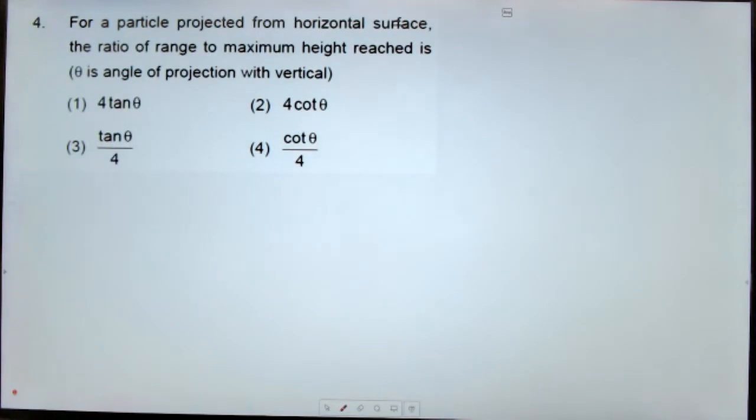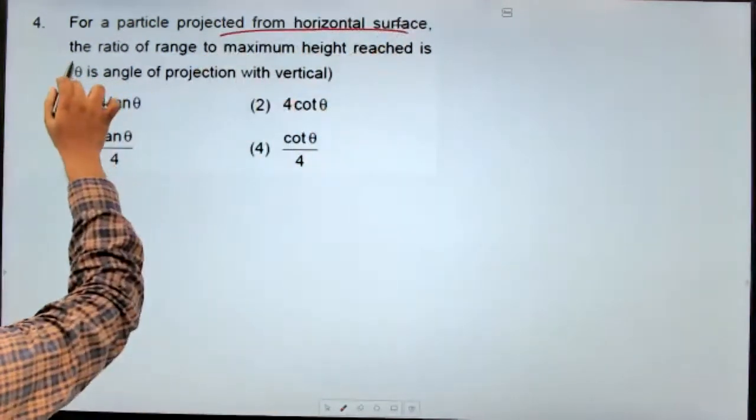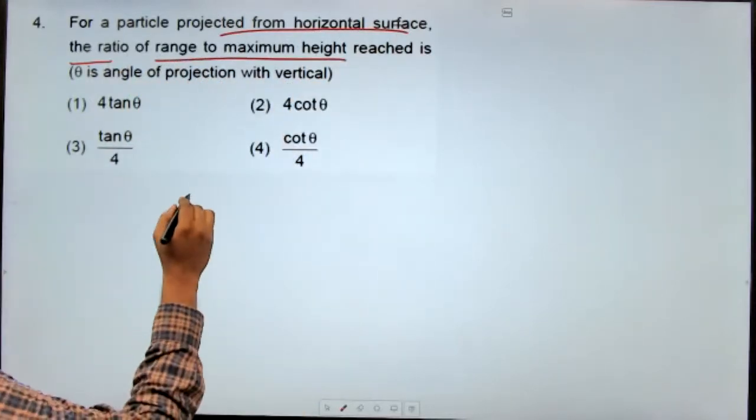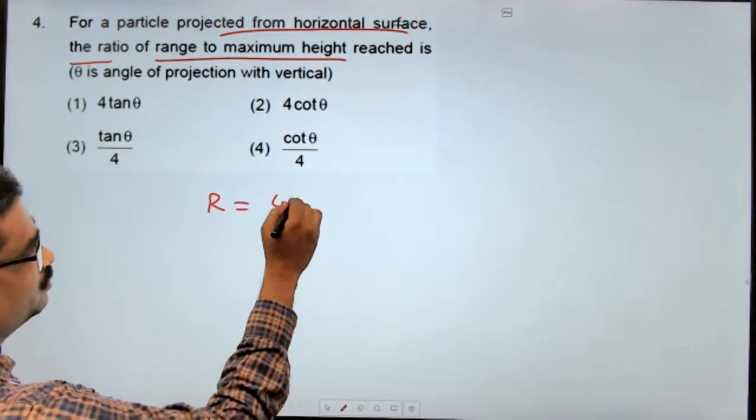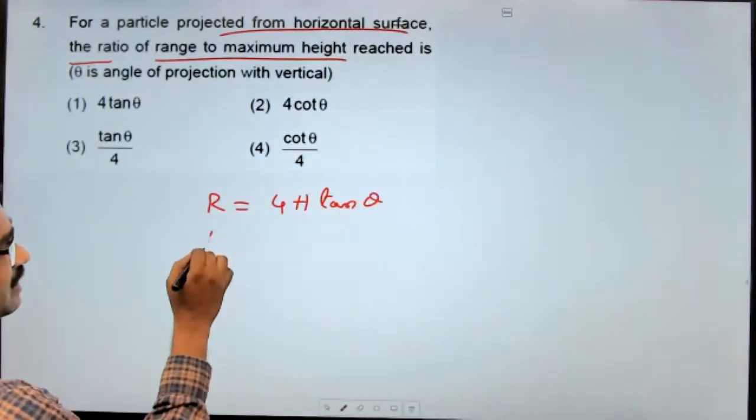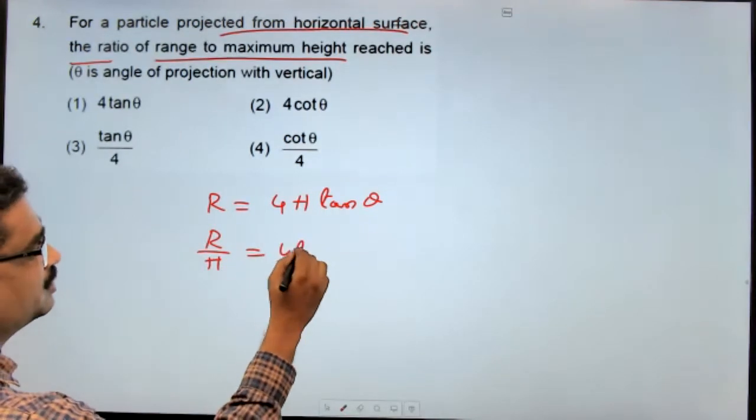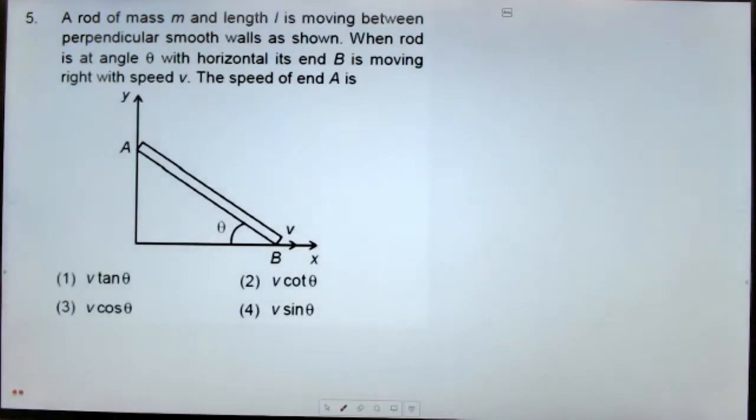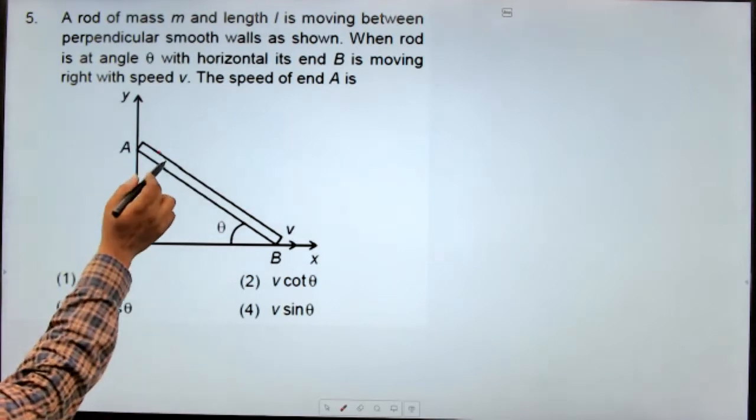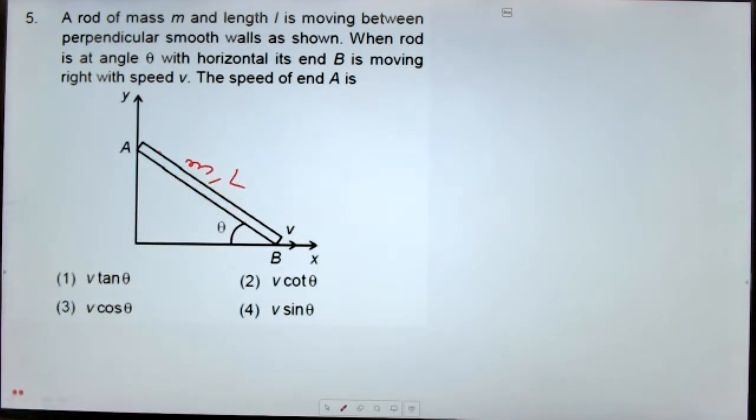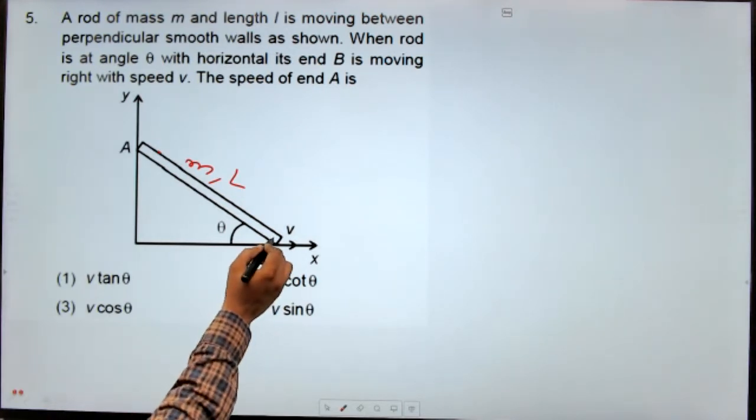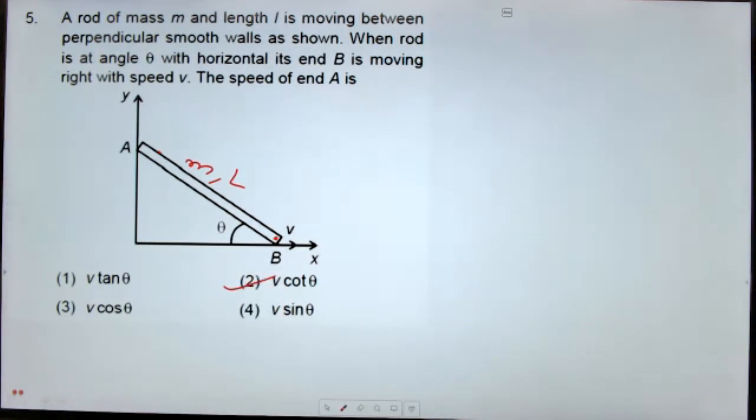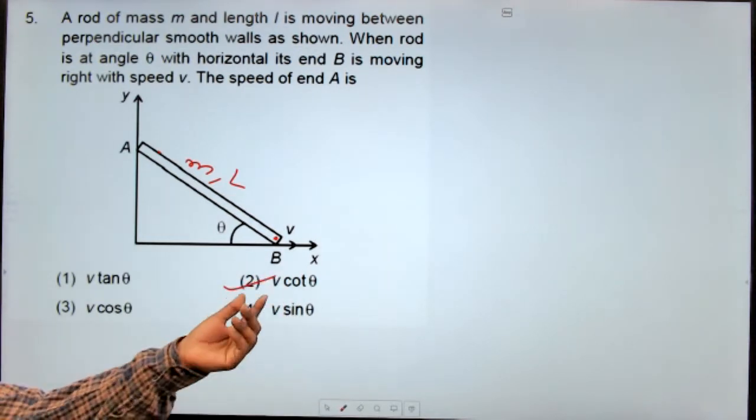Next. For a projectile projected from a horizontal surface, the ratio of range to the maximum height. Range R equal to 4h by tan theta. Now from this, the range to maximum height ratio is equal to 4 by tan theta. First option. Next one. This is a rod of mass M and length L moving between perpendicular smooth walls at an angle theta with horizontal. Then the velocity of the end A we have to calculate. If you solve this using Newton's laws, then you will get V cot theta.